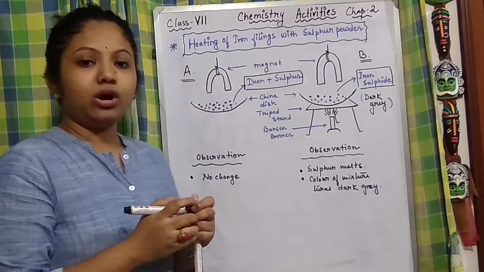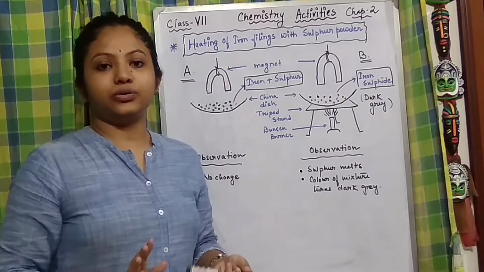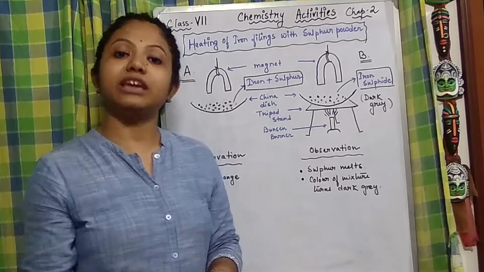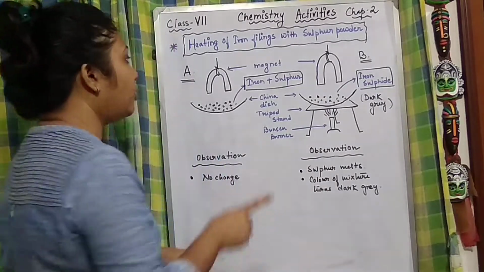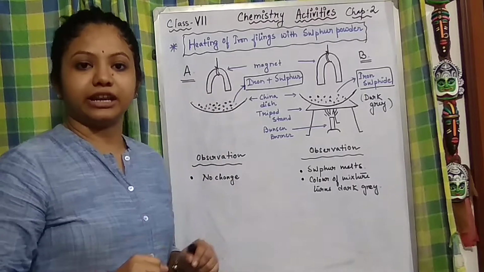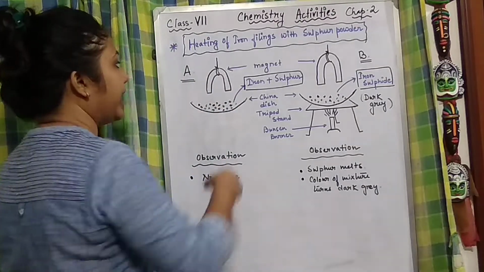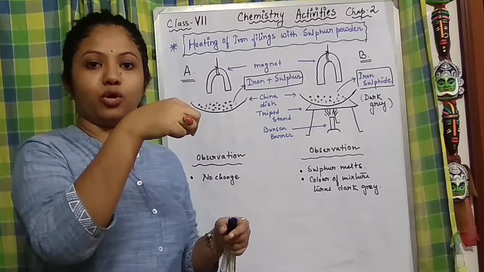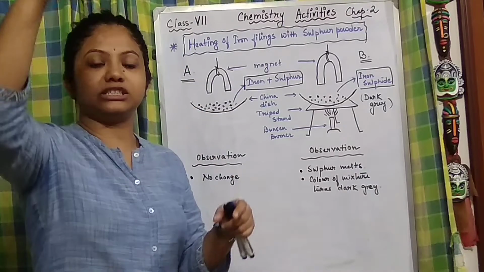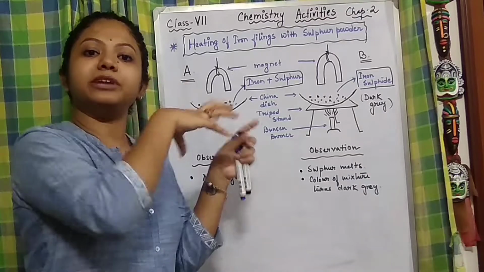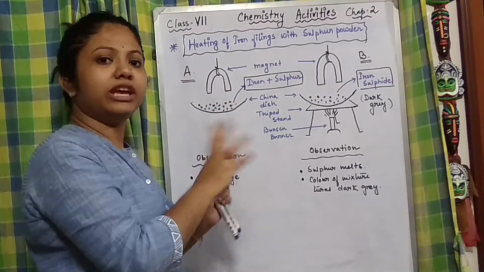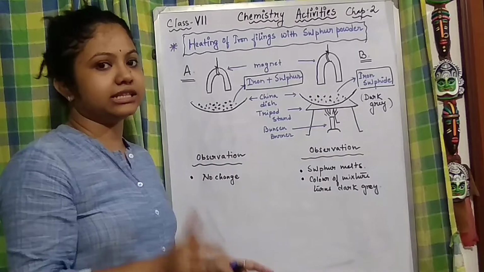Okay, so after that, to see whether there is any kind of change in their chemical property or not, we are taking the help of a magnet, a horseshoe magnet. We are tying it up with a rope and just holding it above the mixture, doing this equally for both set A and set B.